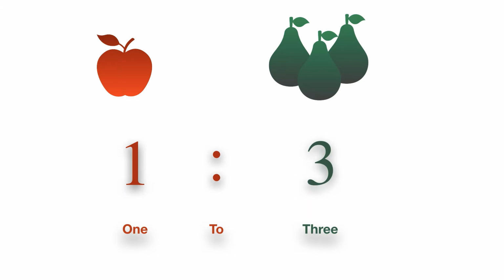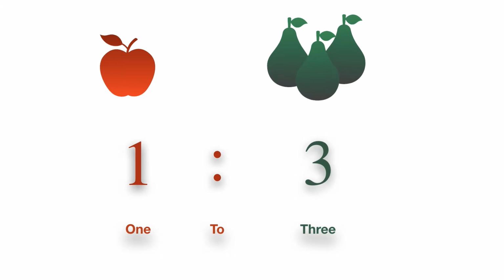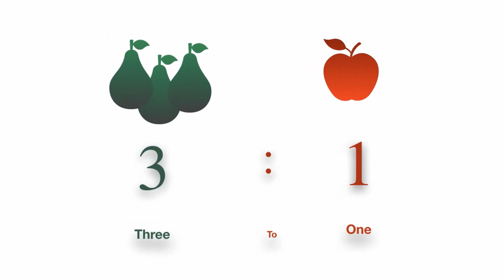The order of the ratios is super important. For example, if you want to represent the ratio of pears to apple, we can express this as 3 to 1. Or, put another way, it means there is 1 apple for every 3 pears.